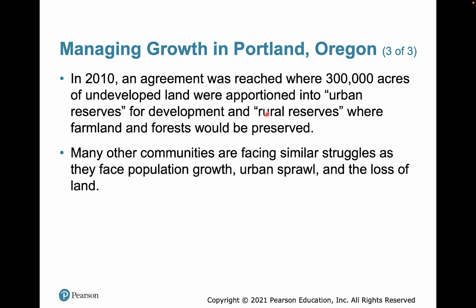So they took urban reserves, so you could develop small areas outside of that urban growth boundary. But then they had rural reserves where you had to leave it the way that it was. This is a common thing, and we're going to talk about a couple examples of it as we look at habitat loss, urban sprawl, and what to do with this growing population.